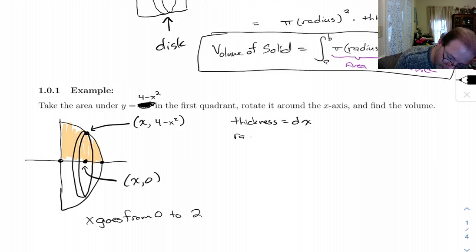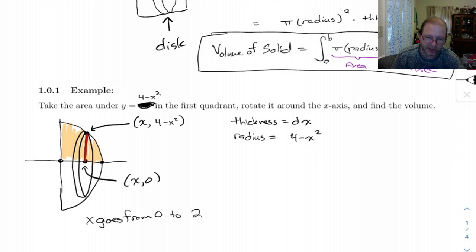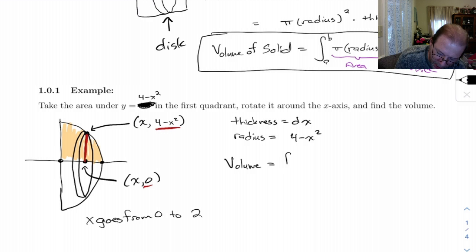The radius. Now on this one, the radius is just 4 minus x squared. And we can see that because that's the length of this line here. Sometimes you can't just read it off immediately, but the way you get that is by doing this minus this. All right, so that means that the volume, and I'm going to go ahead and just write the volume of the whole thing. It's the integral from 0 to 2 of pi times the radius squared dx.